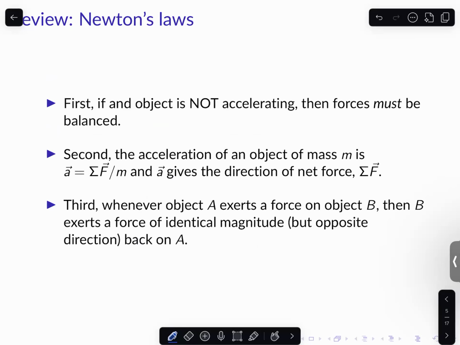Let's recap Newton's laws real fast and then move on to some methods. Two methods, right? And then examples. The rest of the class is examples. First off, Newton's laws. If and only if an object is not accelerating, if velocity is constant, then forces are in balance. If forces are in balance, then an object's velocity must be constant, no acceleration.